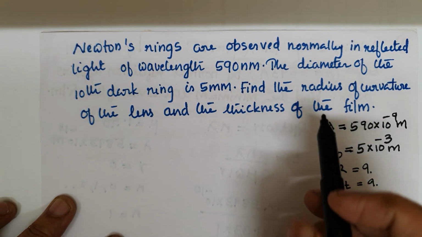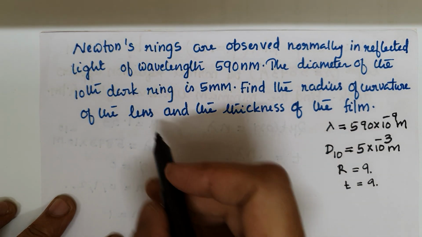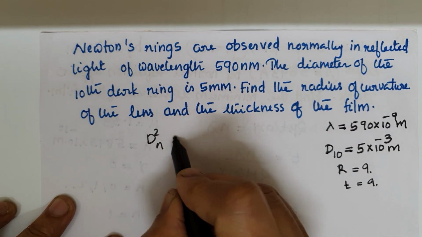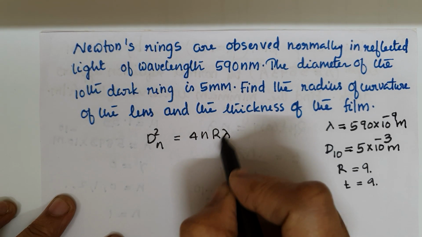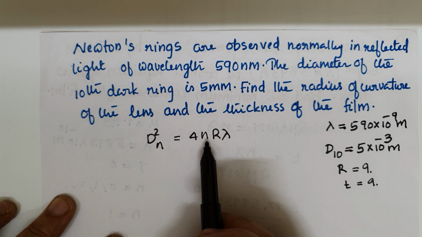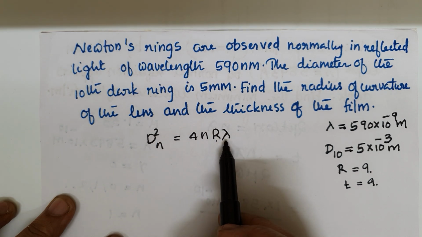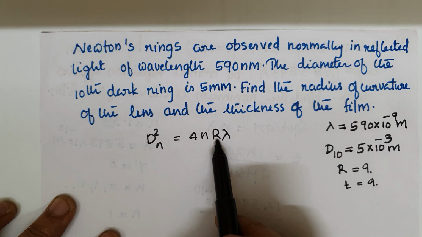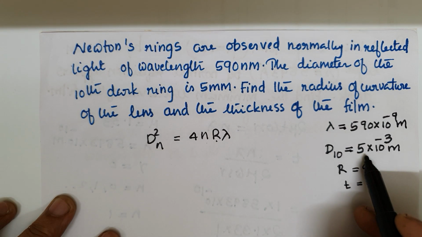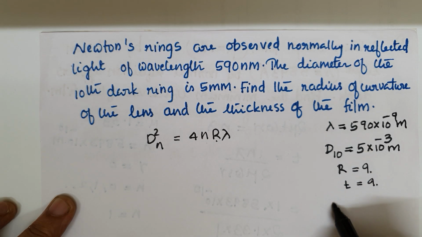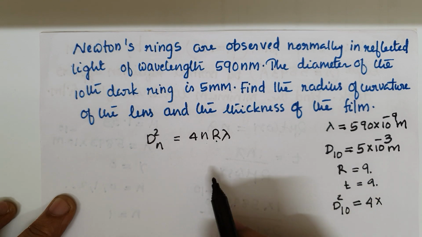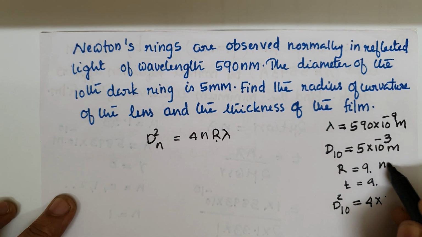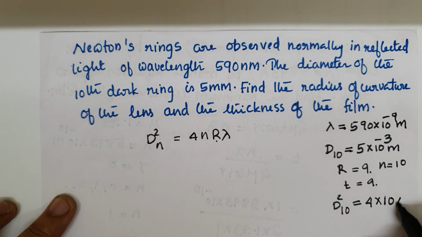So we have the equation for the diameter of the nth dark ring as d square n is equal to 4nr lambda, where n is the order, r is the radius of curvature, and lambda is the light source used. So using this equation we can find out first r. Here d10 is given, 5 into 10 raised to minus 3. Therefore d square 10 is equal to 4 into n, where n is given as 10, 4 into 10 into r lambda.